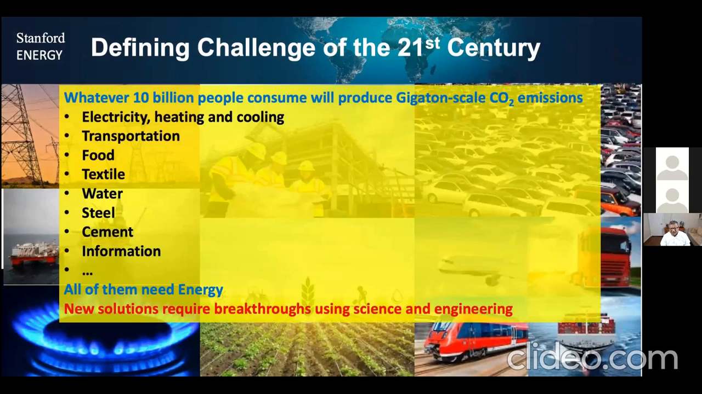today, the way we approach today, will produce gigaton scale CO2 emissions, whether it's electricity for heating or cooling, transportation, food, textiles. Textiles are projected to have 10% of the global emissions because we all have to wear clothes. Water, pumping water, steel, cement, information technology, if it's not checked, that can take up about 20% of the electricity, the way we all use information. And all of them need energy.